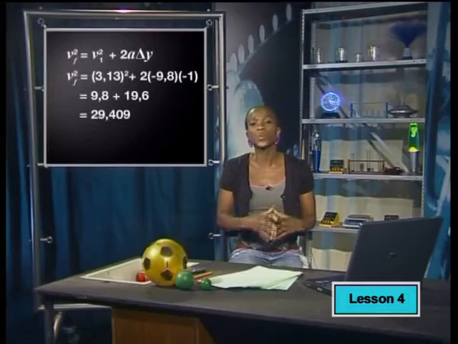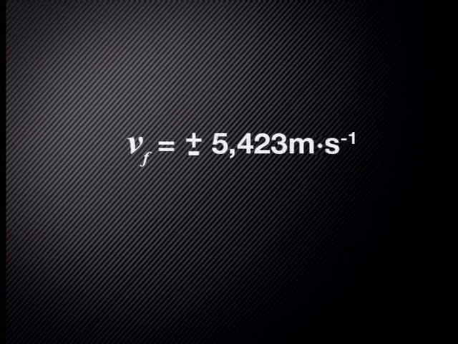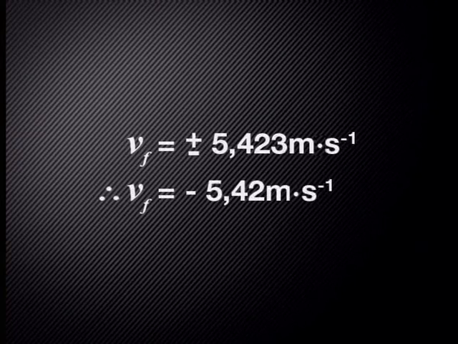We must take the square root of both sides, and the final velocity is equal to positive or negative 5.423 meters per second. However, since we know that the ball is moving downwards, the velocity should be negative. You should also round off to 2 decimal places, so our answer is negative 5.42 meters per second.